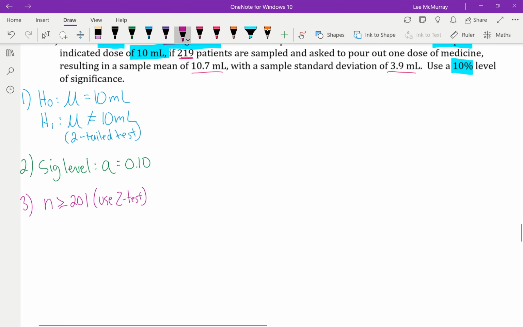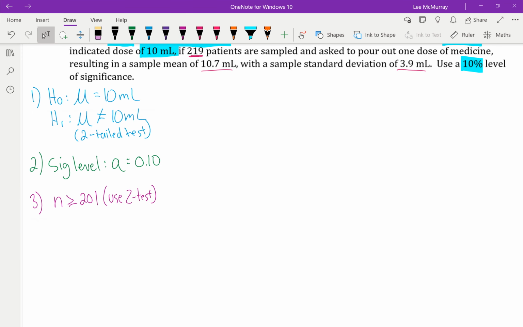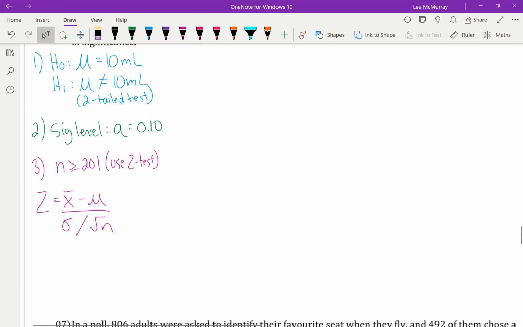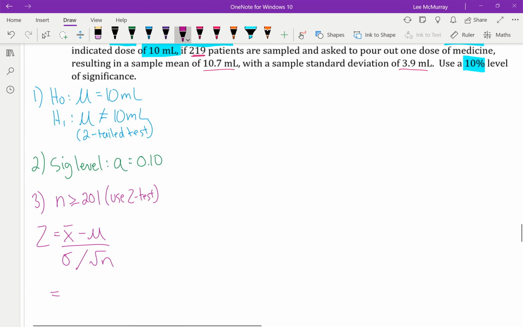Okay? So that's how we determine that. That's the formula. So in this case, z is equal to our x bar minus our mean divided by standard deviation divided by the square root of n. And of course, this time we have to use the sample standard deviation. So when we plug that in, our x bar would be our sample mean. In this case, our sample mean is 10.7 mils.